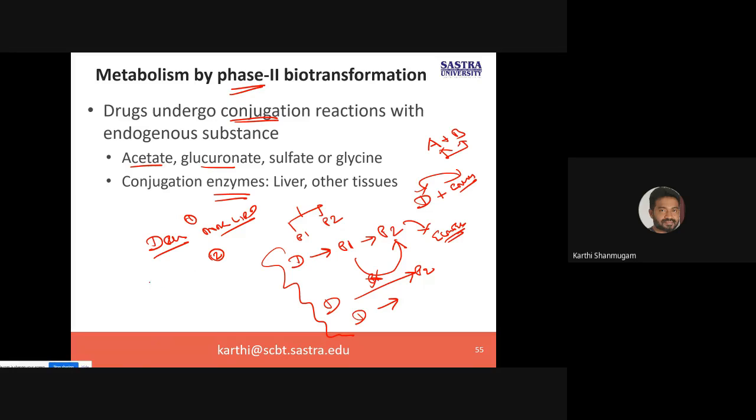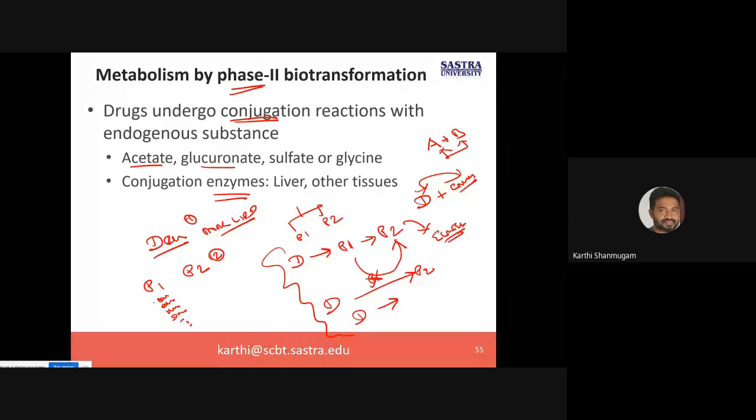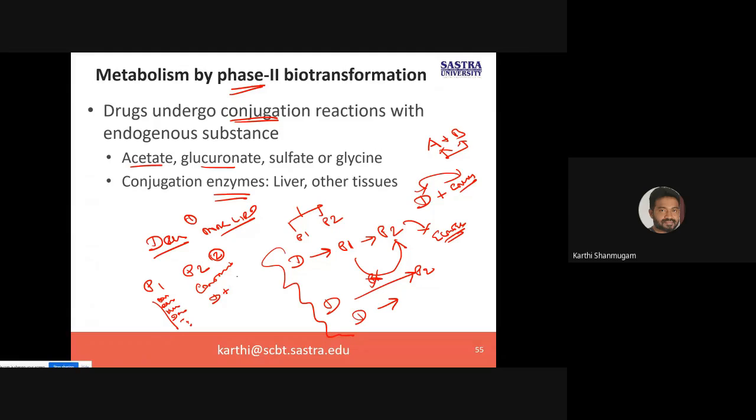Coming to phase 1 and phase 2: phase 1 reactions are mainly oxidation reactions, very rarely reduction reactions; hydroxylation reactions and deamination reactions are possible. Many reactions are possible in phase 1. Similarly, in phase 2, mainly the conjugation reaction will take place. The meaning of conjugation reaction is that the drug molecule will be attached to some other endogenous molecules within the body.